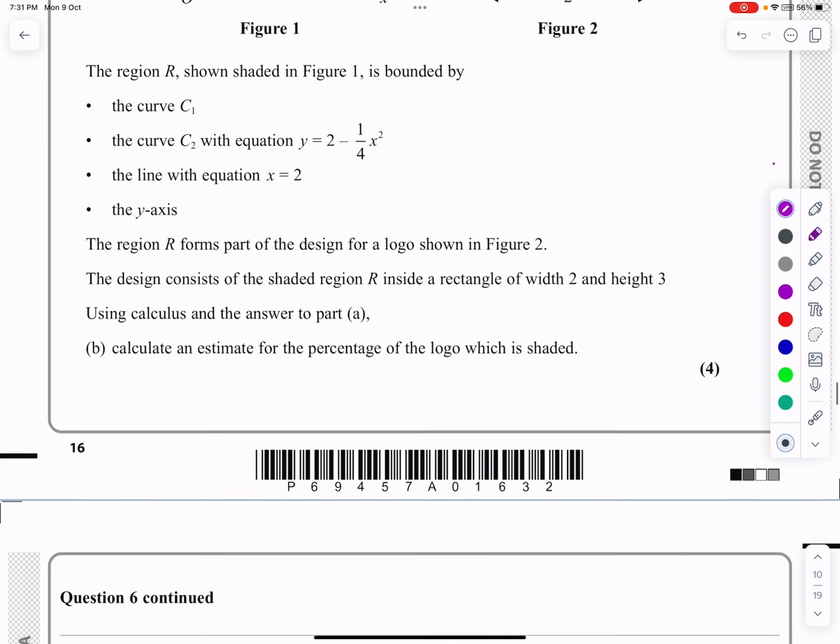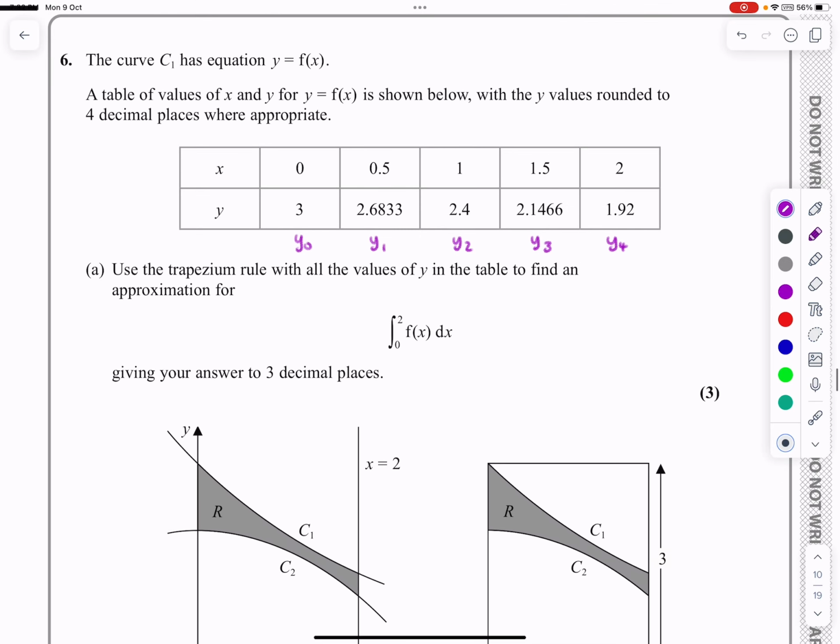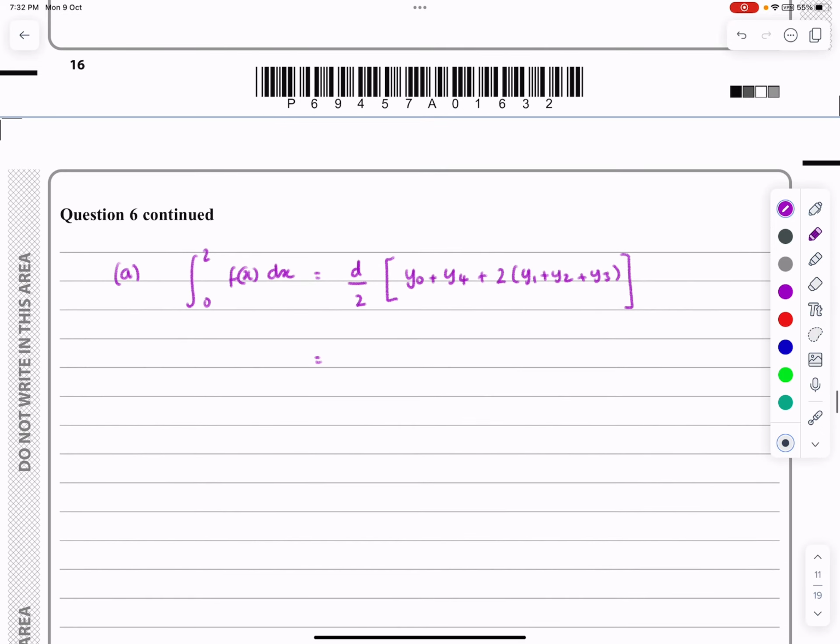If I want to work out an estimate, part A, for the integral between 0 and 2 of f(x) dx, then I can use the trapezium rule, which states it's d over 2. Because of the number of y values I've got, it's y0 plus y4, and then 2 lots of y1 plus y2 plus y3. So we're just simply going to be substituting in there. What's d going to be? Let's go back and look at the difference each time there. The difference each time is 0.5. So I'm going to have 0.5 divided by 2.